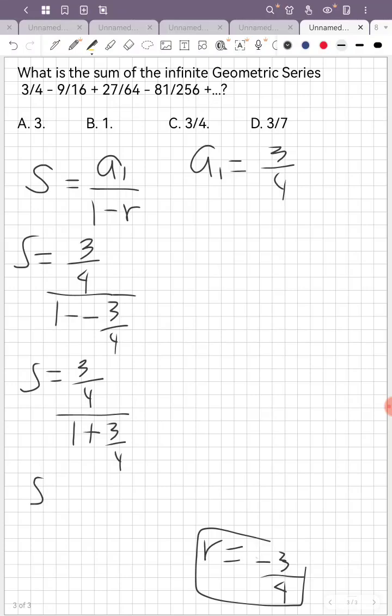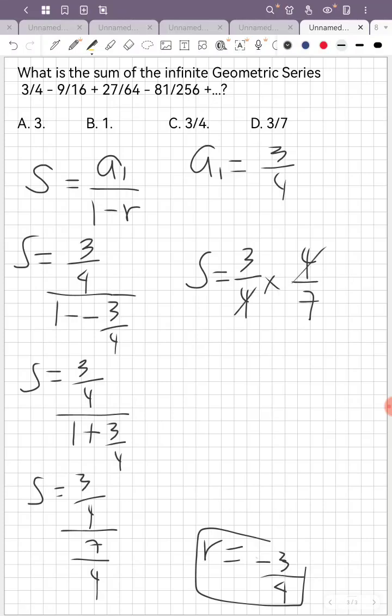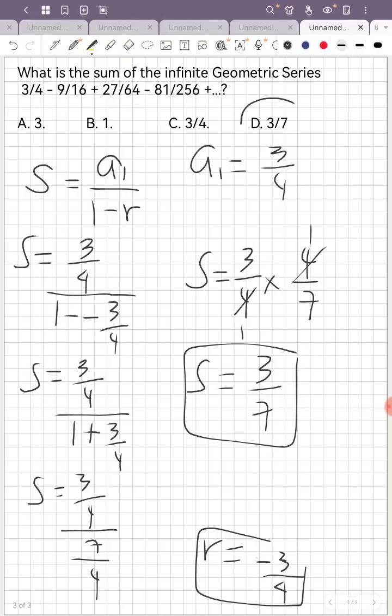So we have S is equal to 3 over 4 over 7 over 4. So by using the law of reciprocality, it becomes 3 over 4 times 4 over 7. So cancel, becomes 1. So 3 times 1 is 3. 1 times 7 is 7. So the final answer is 3 over 7. And that is letter D.